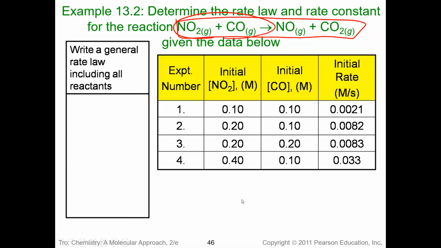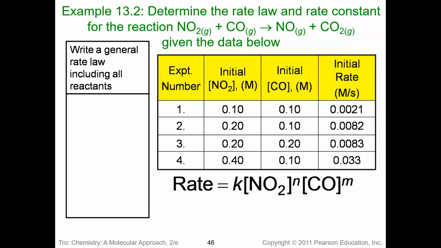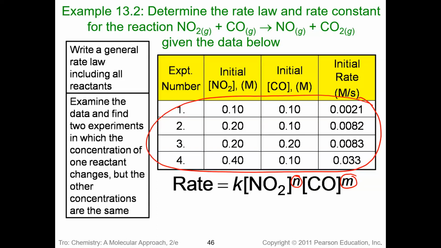Okay, so our generic rate law is always the same. It's rate equals k times the concentration of reactants to some order. What this order is, we don't know. How we're going to figure that out is from here. That's what we're going to be doing. So we're going to examine the data and figure out which ones we're going to use.